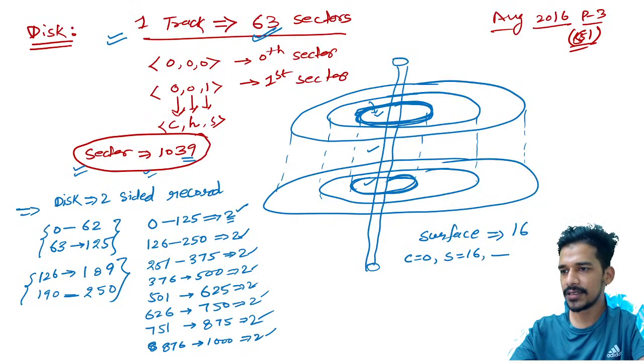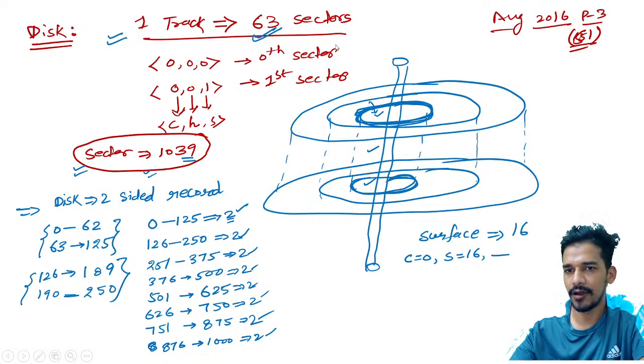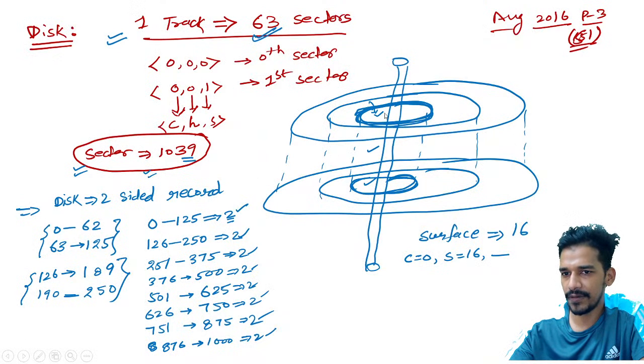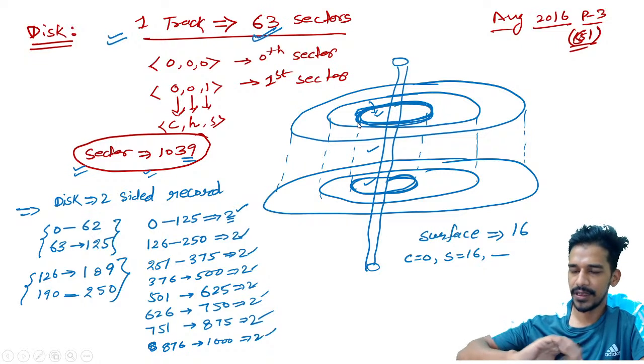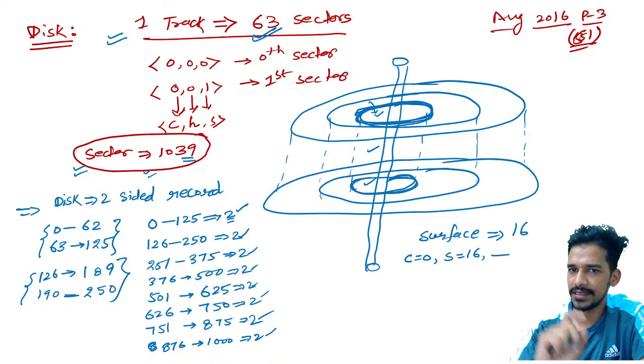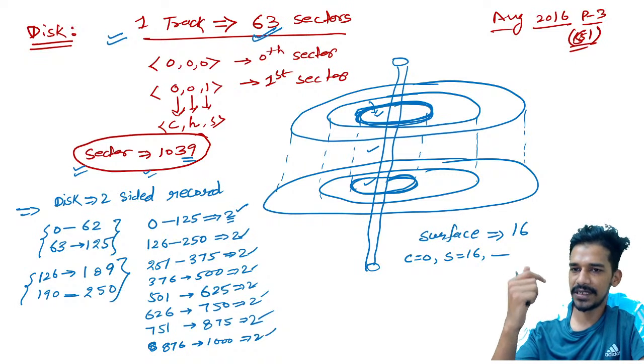Now I think you can solve this question, right? I think now you can solve this question. So sector numbers are actually numbered from 0 to 63 on one particular surface, then 64 to 125 on the down surface. So on one particular platter, on one track you have a total of 126 sectors, because it is two surfaces, two sided, right?